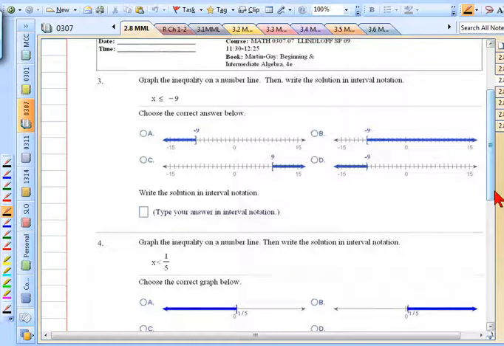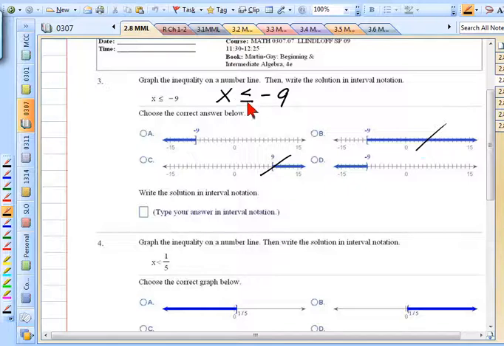Okay, here's number 3. This time we're starting out with an inequality. We're going to graph it, and then we're going to write the interval. So we need to be able to start with anything and end with anything. This says x less than or equal to negative 9. Looking at it on a number line, will it be going to the left or to the right? To the left, because it says less than. So I know it is not choice C and it is not choice B.